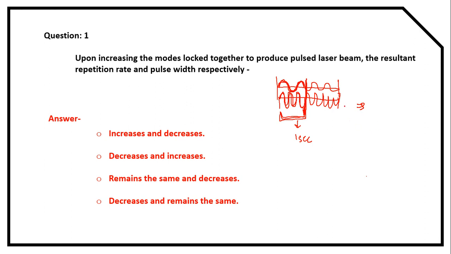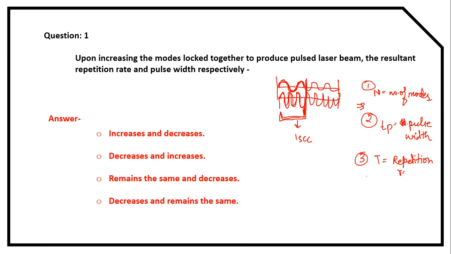But in our case we have to study a different thing, that is the relation between repetition rate and the pulse width, and that too with the number of modes. So in this whole mode locked laser there are N number of modes. The second factor is Tp, which is called the pulse width. The third thing is the repetition rate, which is denoted by T.